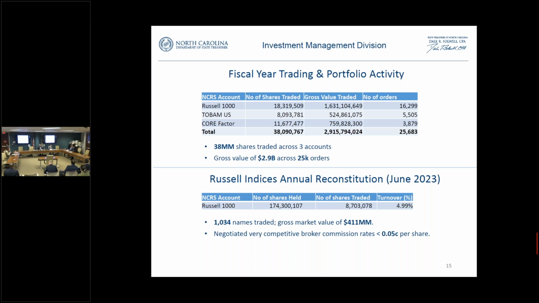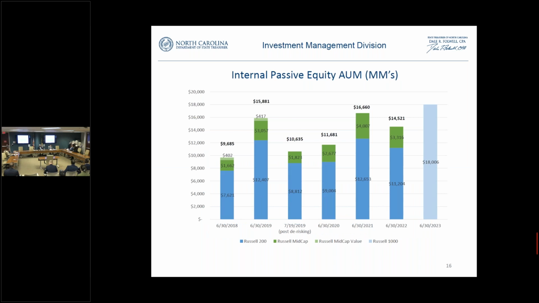And the last slide, Matt. So just looking at total AUM for the internal passive accounts, you can see as of June we're just over 18 billion, which is a record AUM level for the internal passive. And this chart just reflects the consolidation of the mid cap now just in that 1,000.